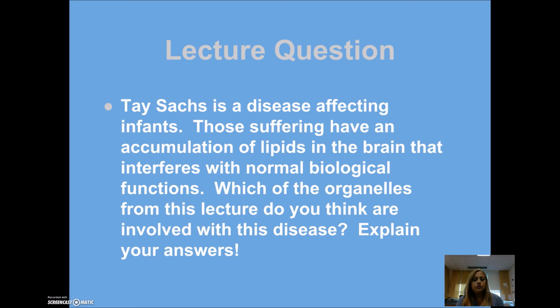Here is your question. Tay-Sachs is a disease affecting infants. Those suffering have an accumulation of lipids in the brain that actually interferes with normal biological functions. Which of the organelles from this lecture do you think are involved with this disease? I want you to send me an email to my CPS email account and give me your answer. Please make sure you explain why you say that particular organelle. Be specific. What organelles do you think are involved with this disease, and please explain why.